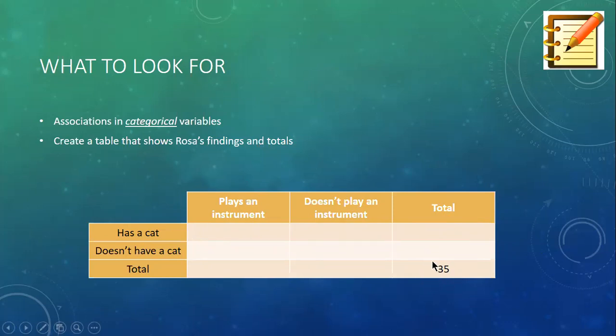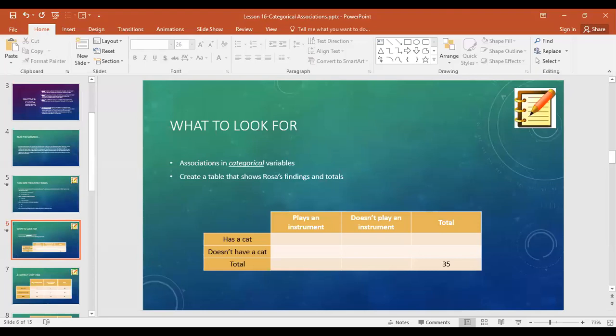So we have a 35 here because there's a total of 35 kids in the actual class, right? So what we're going to do right now is go into breakout rooms. In your breakout rooms, you are going to go into the 1.16 group activity.